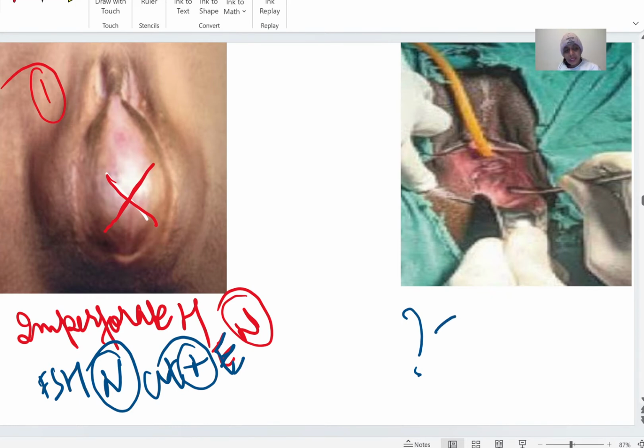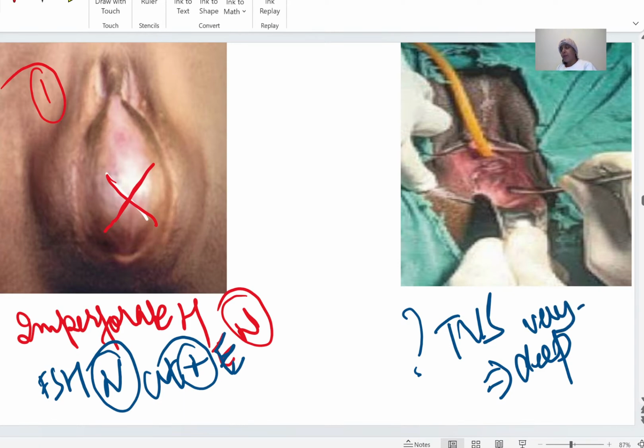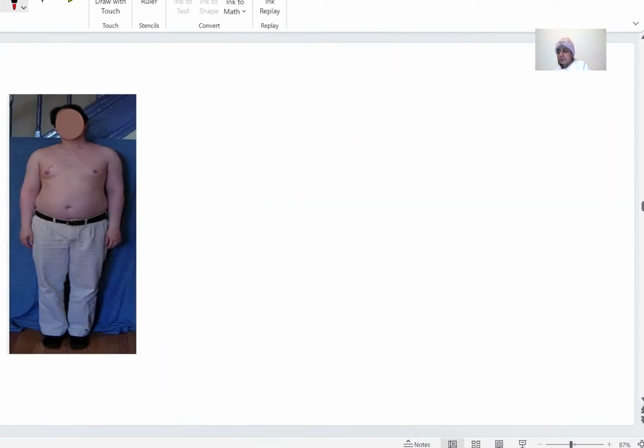What is this? Second image, transverse vaginal septum. How will you differentiate if an image comes? On TVS, the transverse vaginal septum is very deep. Now you tell me which is more common if the image is not given. Imperforate hymen is more common. If both options are given, imperforate hymen is more common. Very good. What is this picture of?